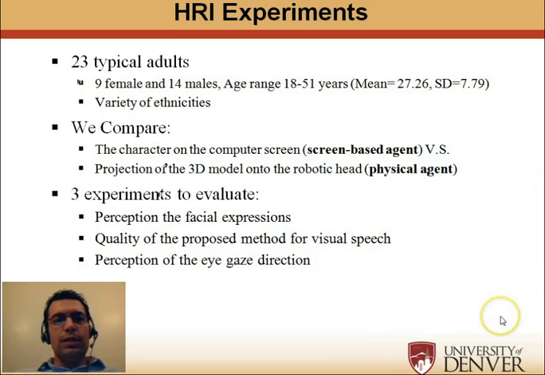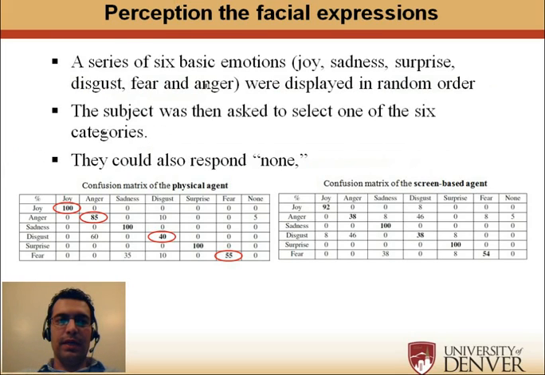For human-robot interaction, we evaluated our robot interacting with 23 typical adults of different age ranges and ethnicities. We refer to the character on the screen as a screen-based agent and the projection of the character on the robotic head as the physical agent. Both have the same size. We evaluated the difference between a screen-based agent and a physical agent in 3 different experiments.